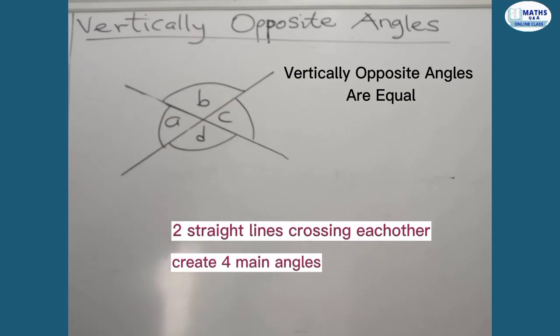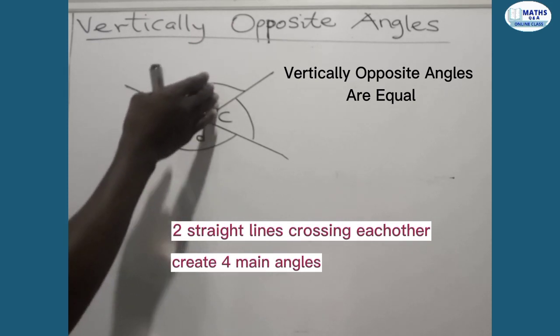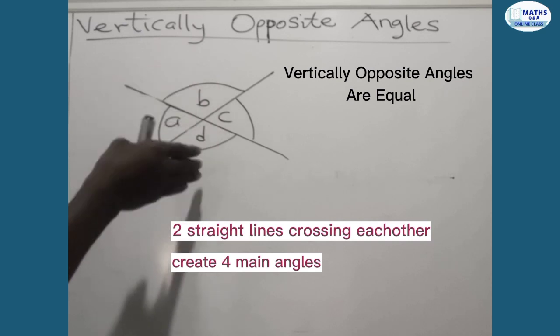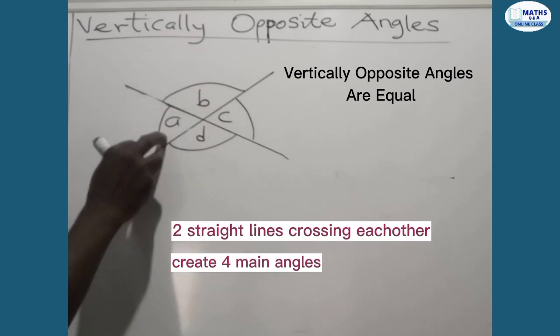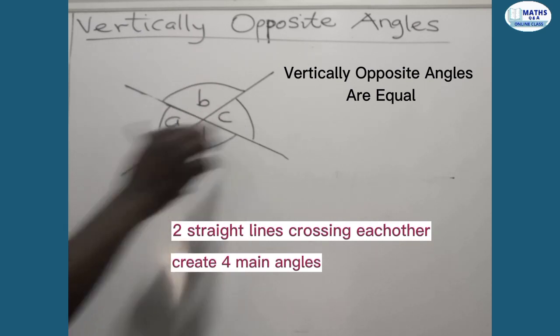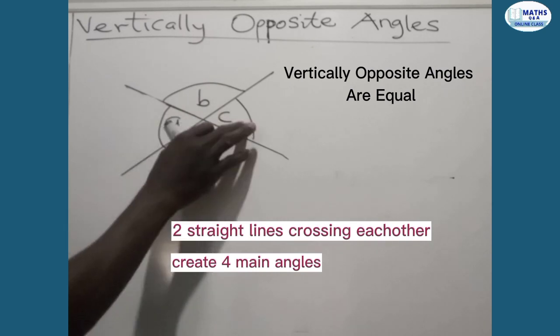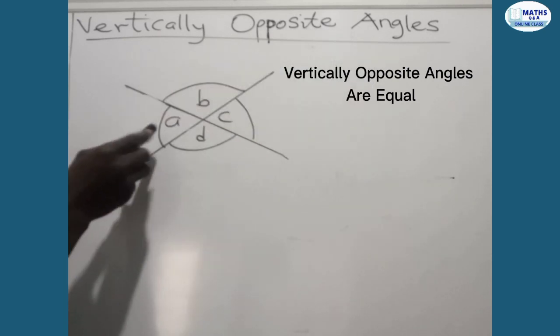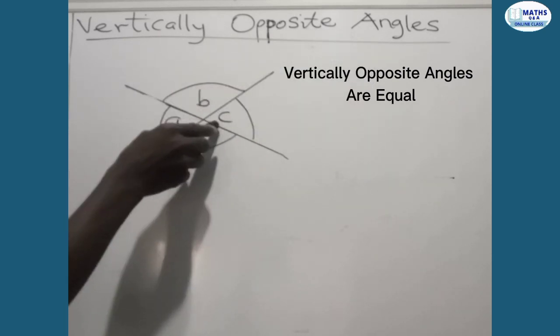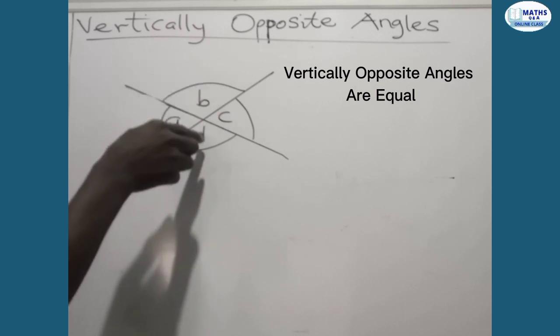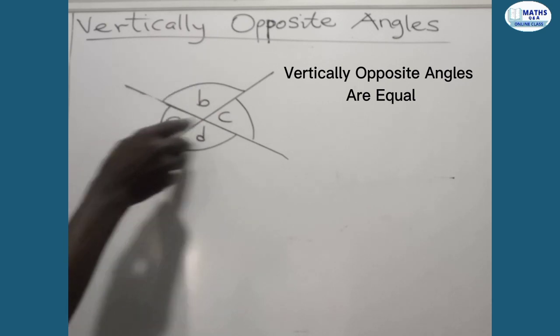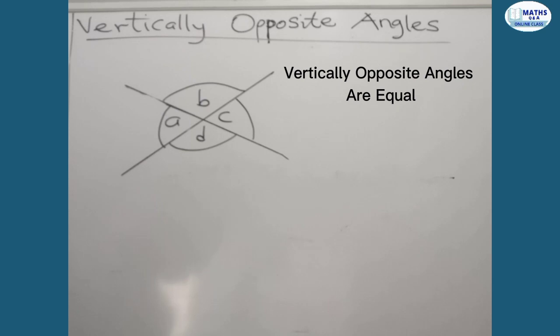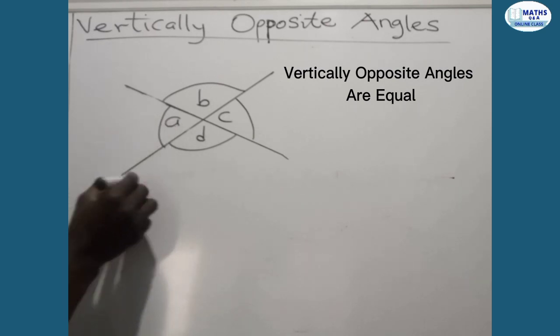Good. And these angles that we are having, you see that B and D are directly opposite each other. Also, A and C are directly opposite each other. With these angles formed, that is what we call vertically opposite angles. They face themselves directly, vertically, right? So B and D are vertically opposite, A and C are what? Vertically opposite, right?